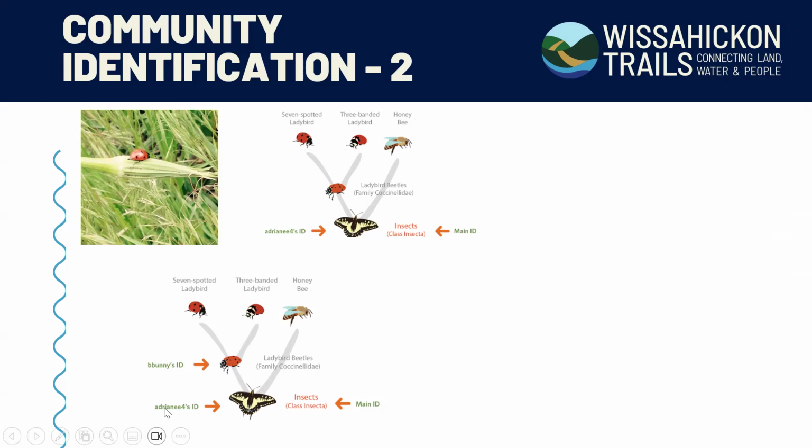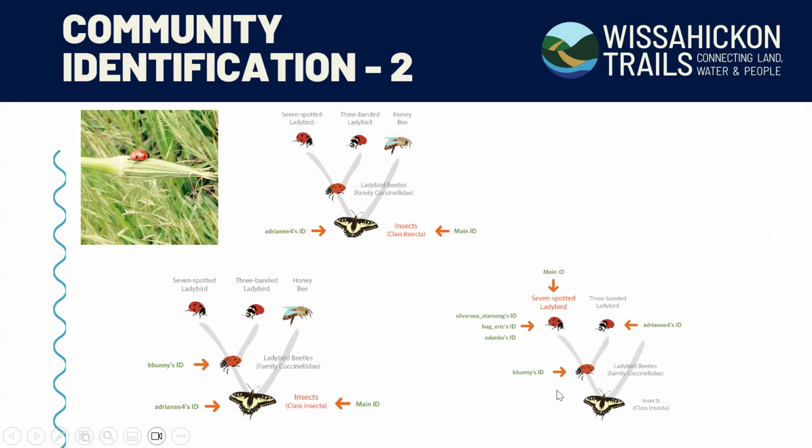So Adrienne then looks at the suggestion that Bee Bunny made and was like, oh, okay, I agree with that for sure. So I'm going to say, Adrienne, ignore the left hand of this picture for a second. Adrienne says, yeah, I think it's this three-banded ladybird. And that would still leave the community ID at 1, because there's no agreement. We're agreeing on family, but we're not agreeing on species level yet.